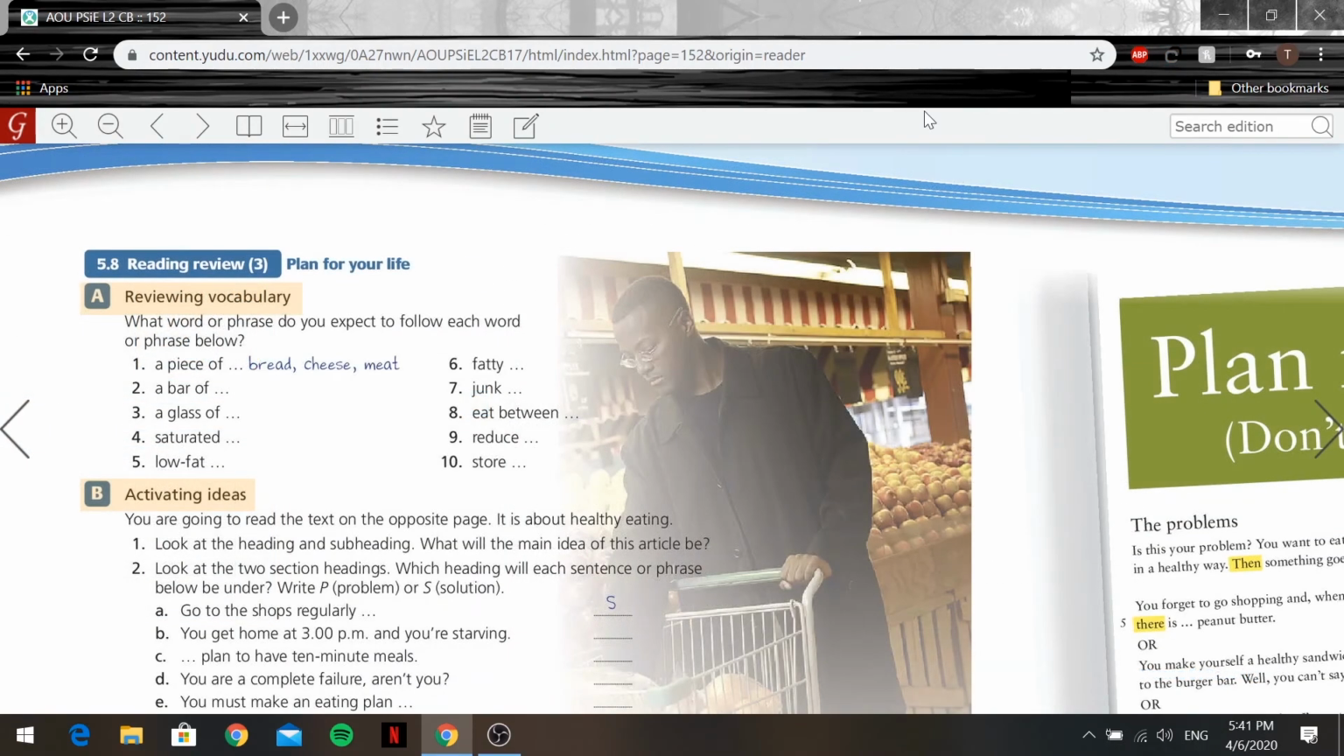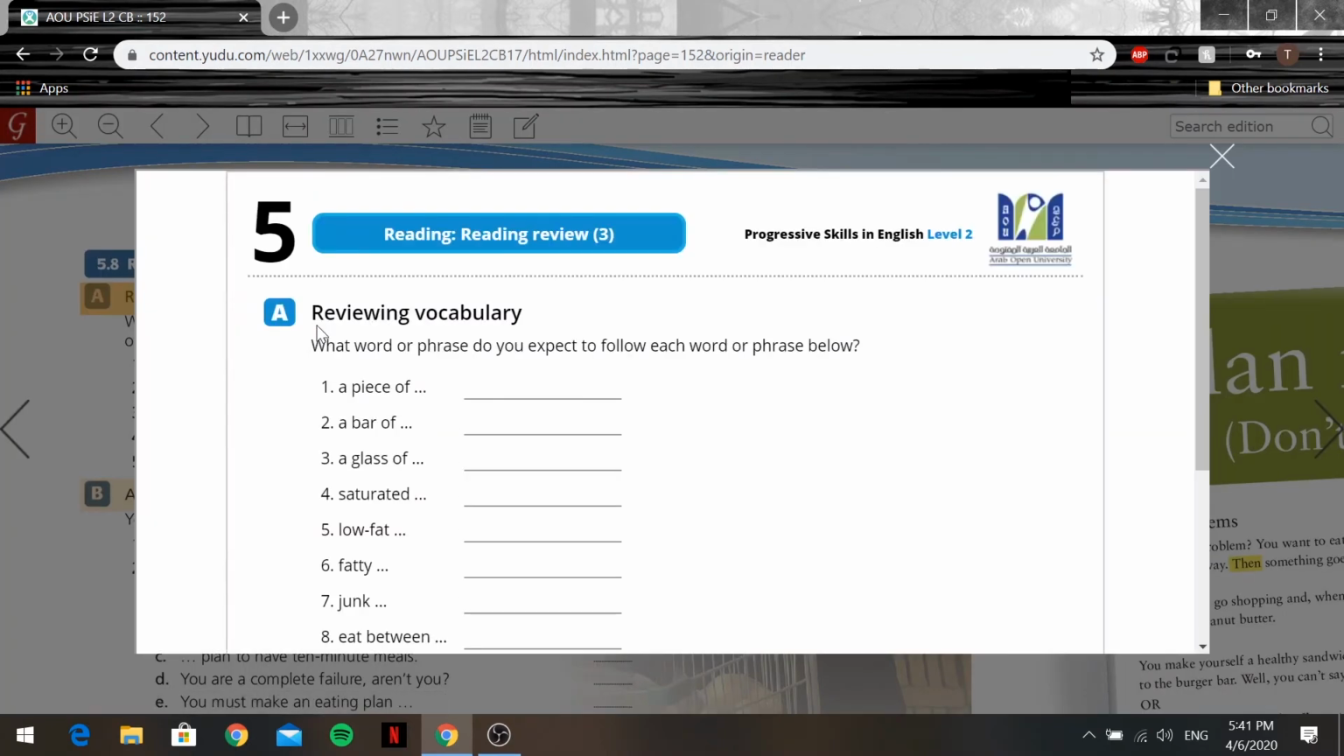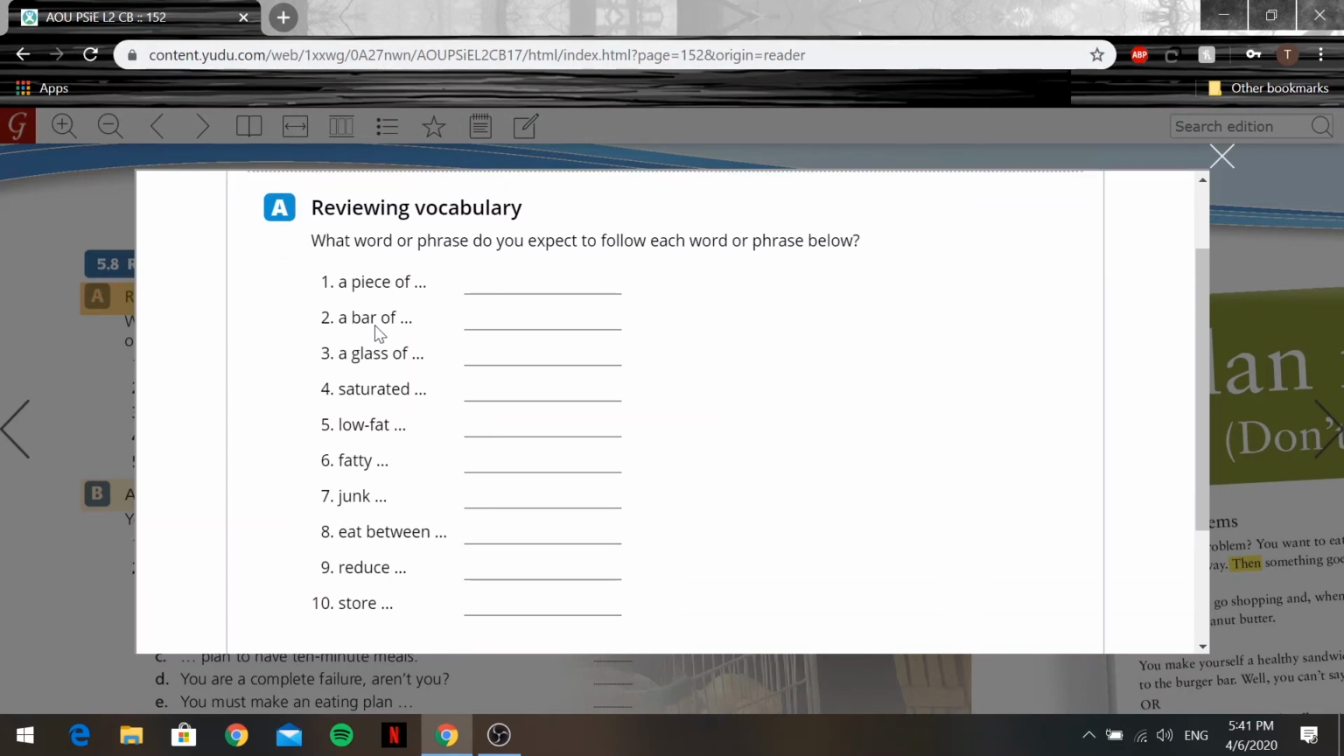Alright, you guys, so now let's go to exercise A, final part of the reading section here. Here we have reviewing vocabulary. What word or phrase do you expect to follow each word or phrase below? So what we're going to do is we're going to continue with what you expect, right? The next word, for example, a piece of, or a bar of, or a glass of, okay? So this will be up to you, so I'll give you some ideas.